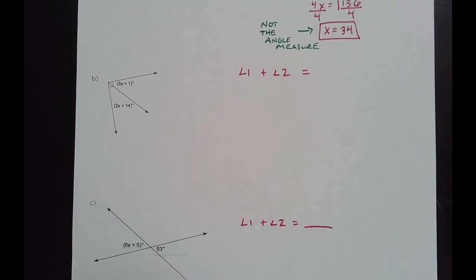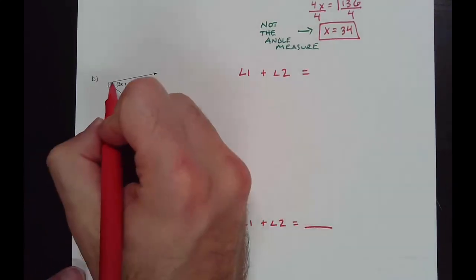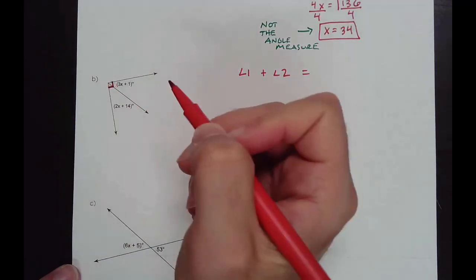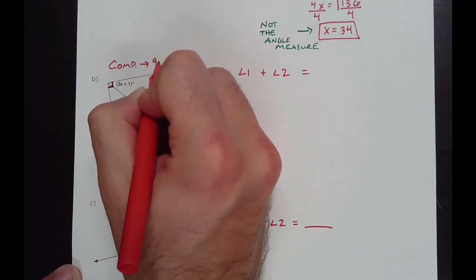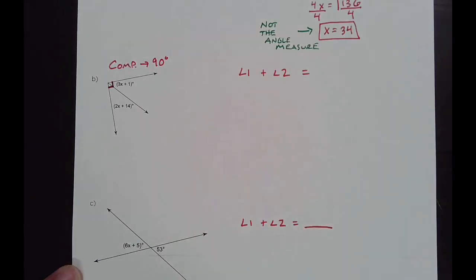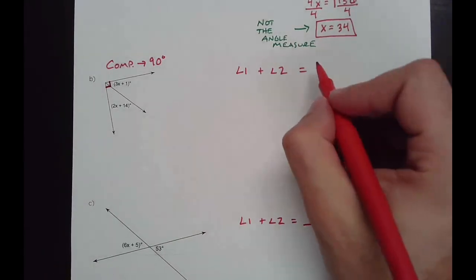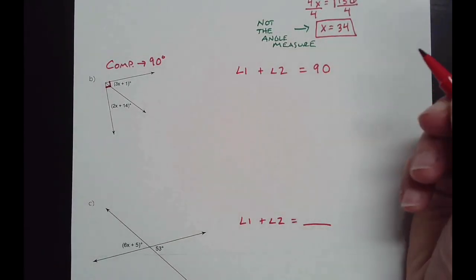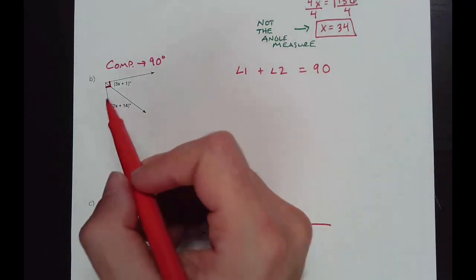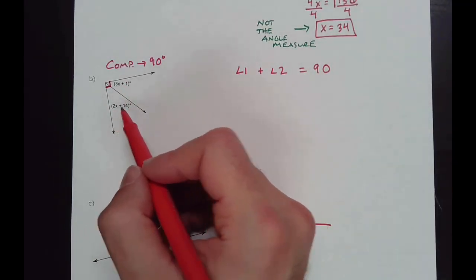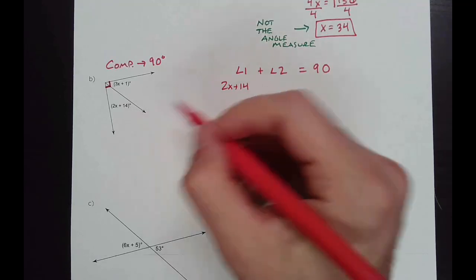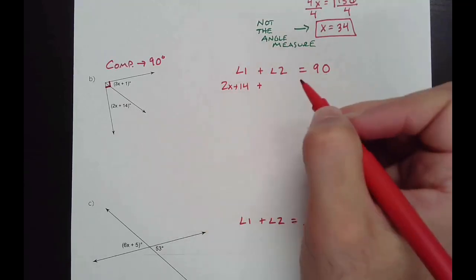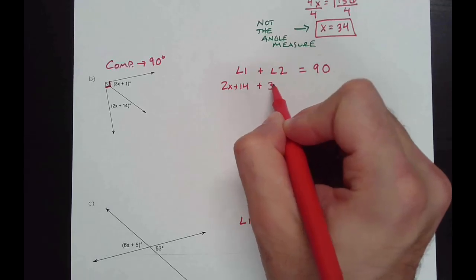B. Here I'm dealing with complementary angles. I have that 90 degree mark which tells me 90 degrees. So this is complementary 90 degrees. So angle 1 plus angle 2 equals 90. With the angles I can pick either one, so I'll start with this one. So I have 2x plus 14, that's my first angle, and I'm going to add my second angle, which would be 3x plus 1.